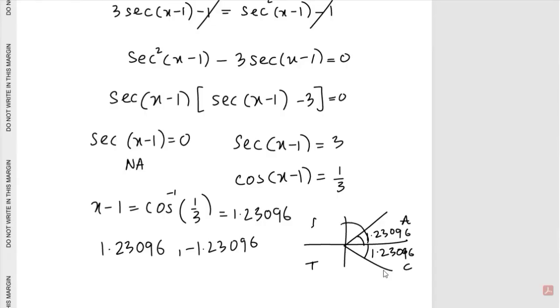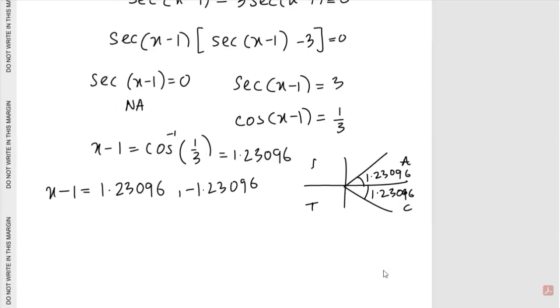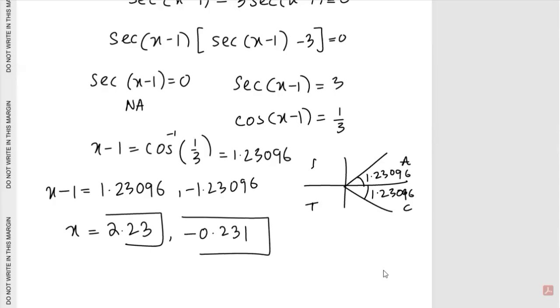What happens if I do 2 pi minus this? I will definitely exceed 2 for x minus 1. So you need to keep an eye on your domain as well. So this will be 2.23, yeah, a 3 significant figure answer. And when you subtract, this is going to be negative 0.23. And don't forget the 1 as well, right? For the accuracy.